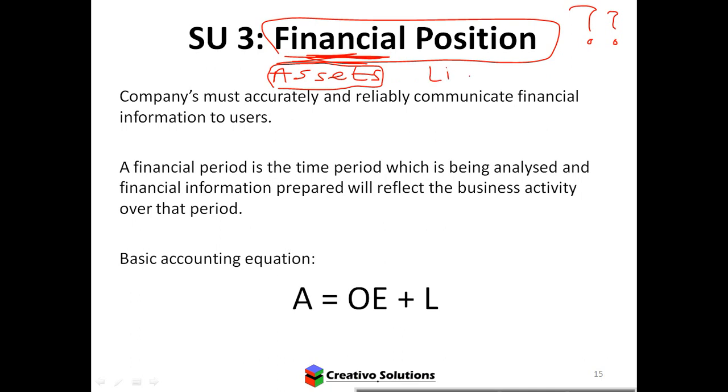Expenses, not for financial position. Okay, because position is as it stands, this moment in time. Okay, so today. Right, so today, what assets do you have and what liabilities do you have? Okay, there's the two. Okay, so you'll see the two definitions here for study unit 3. In study unit 3, they're focusing on assets and liabilities. Because think about it logically.